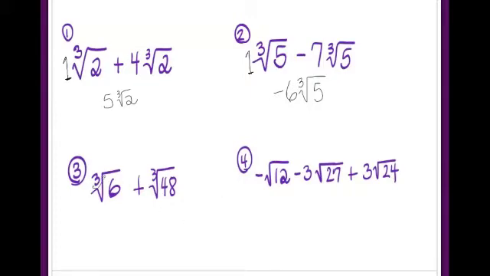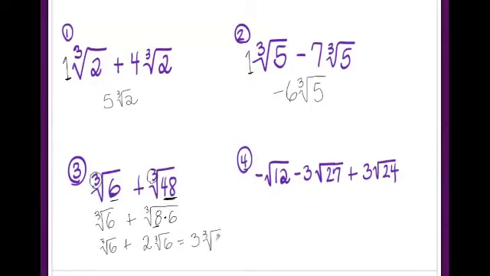Here, notice that our roots are the same. However, our radicands are different. So we need to simplify to see if we can get them to the same radicand. I can simplify the cube root of 48 by thinking of a perfect cube that goes into 48, and that would be 8. 8 times 6 is 48. The cube root of 8 is 2, so I can simplify this expression by saying 2 cube root 6, and that gives me a total of 3 cube root 6.